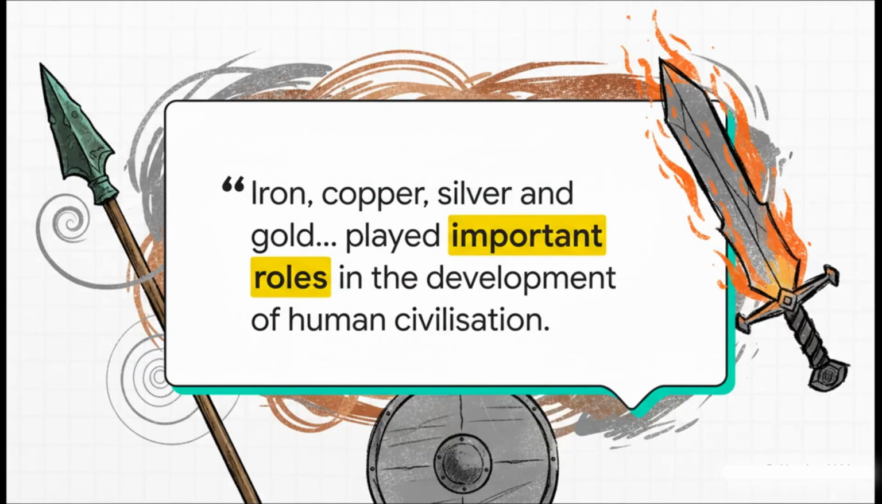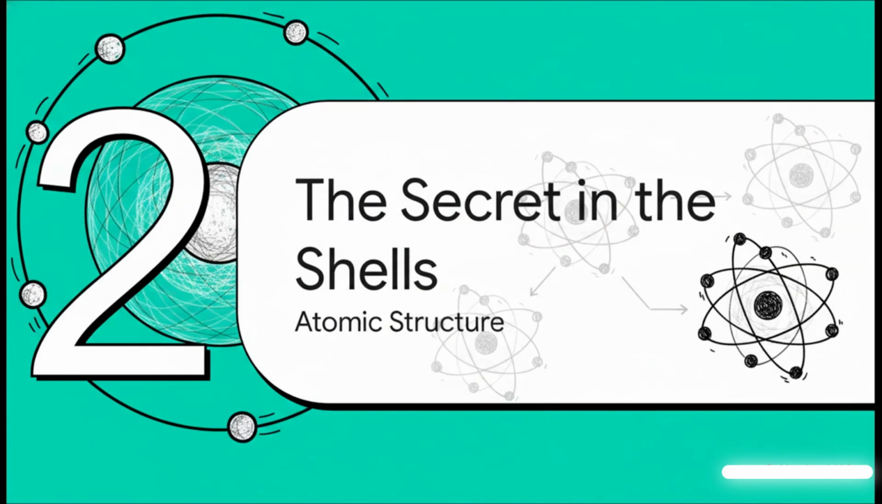I mean, just let that sink in for a second. We're talking about the materials that gave entire ages of human history their names. The Bronze Age, the Iron Age. Their influence is just massive. So what's the big secret? What makes these metals so darn special? Well, for that, we have to zoom way, way in, right down to their atomic blueprint.